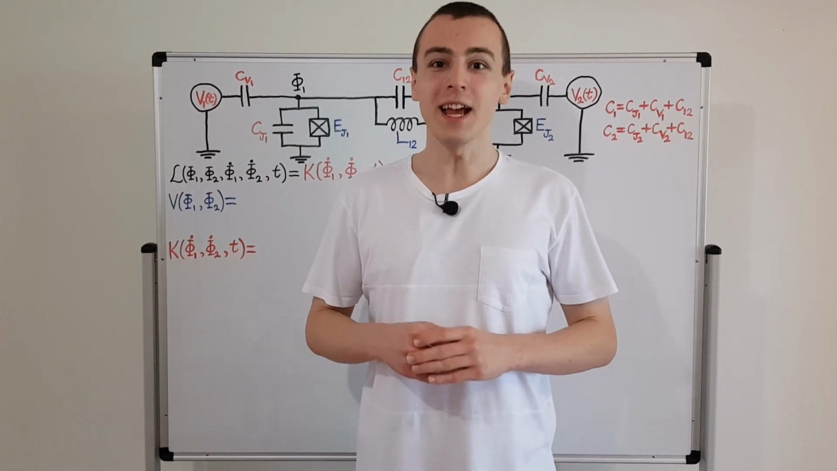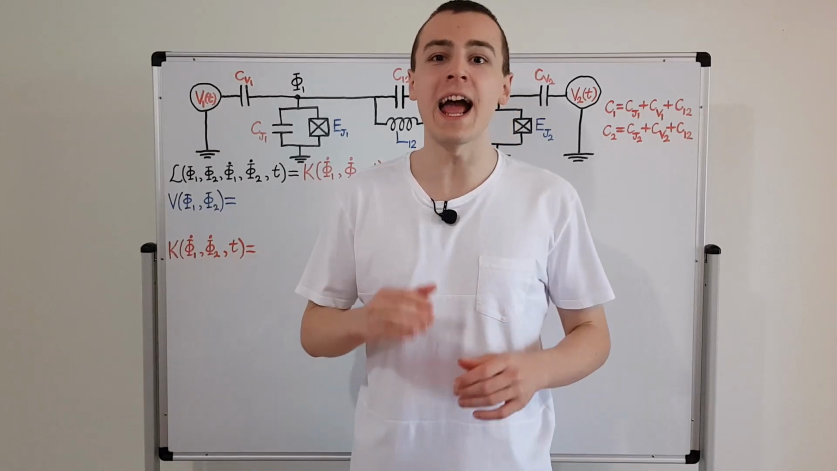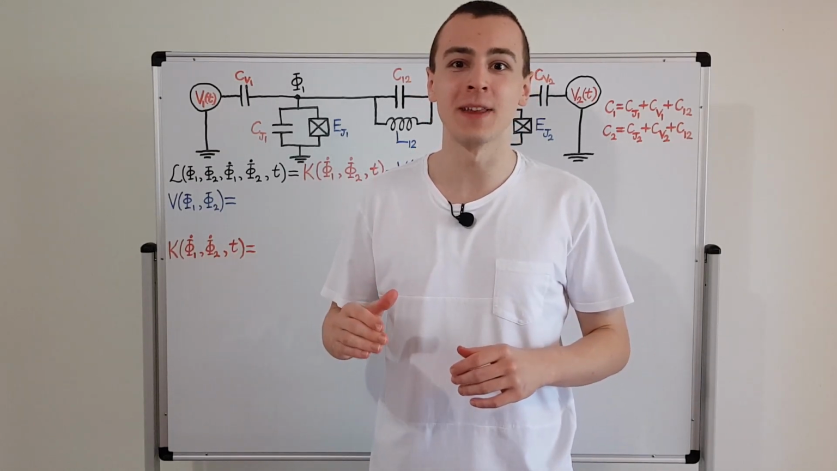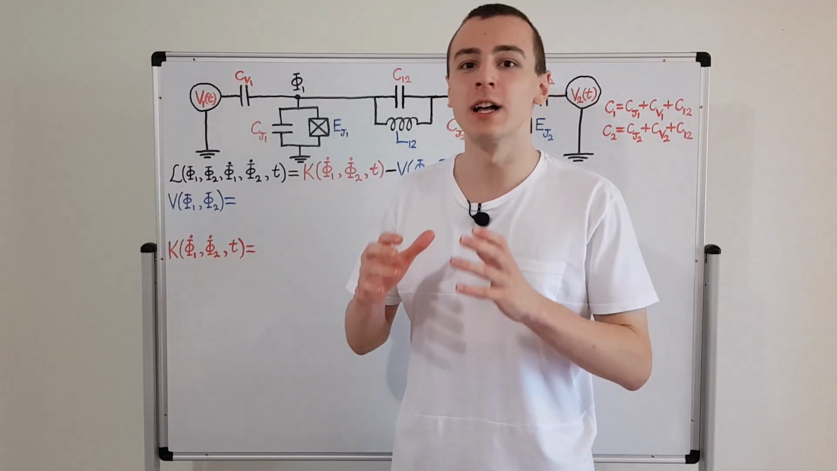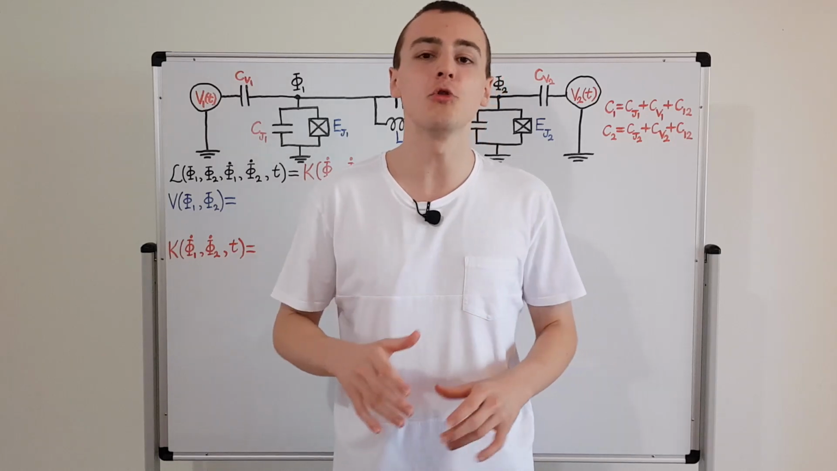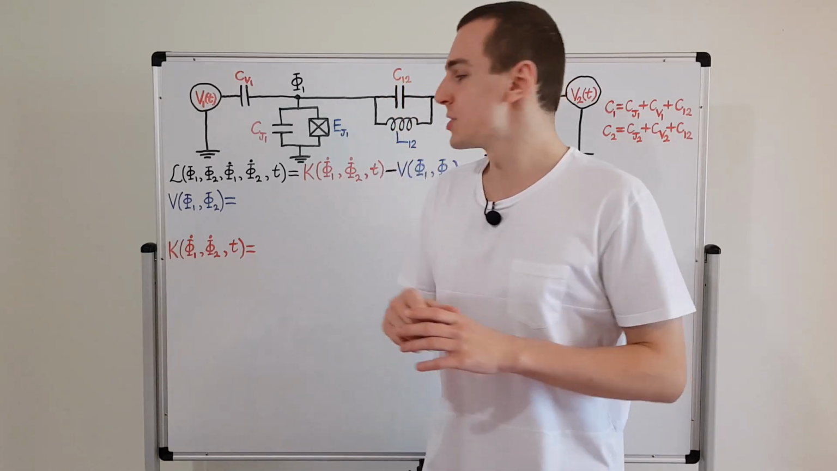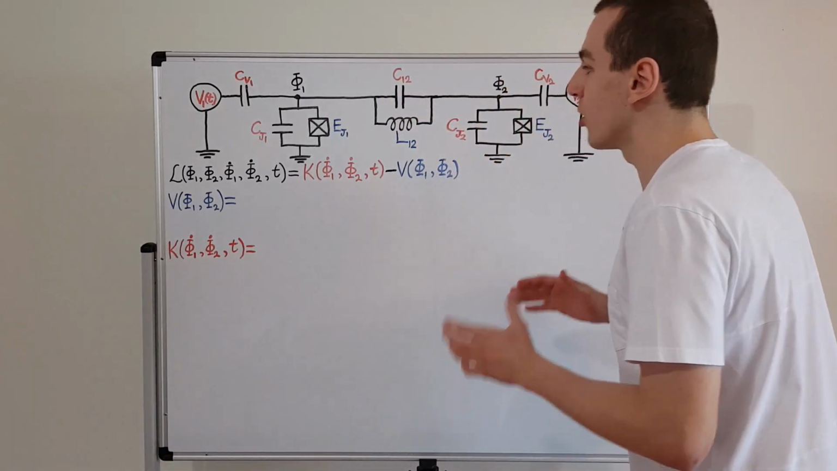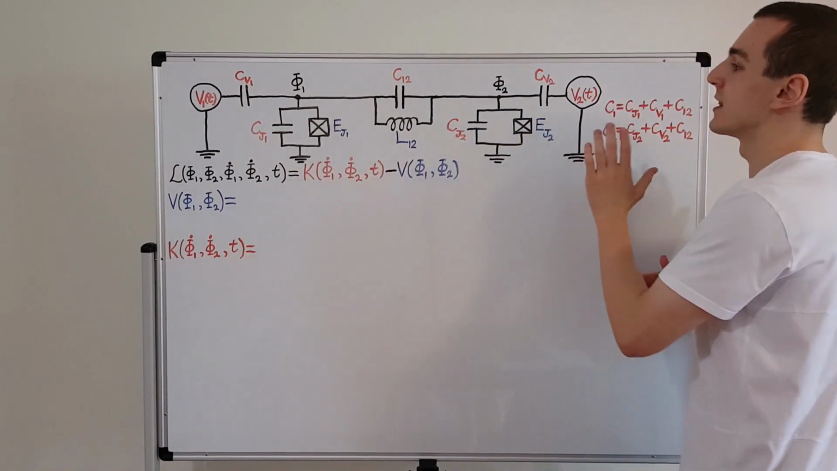Let's construct a Lagrangian for two coupled and driven anharmonic oscillators. The system I'm going to analyze in this video is an electrical system, but I'm going to be making a lot of analogies to mechanical systems throughout this video. So let's have a look at the system of interest. This is a circuit diagram that describes the system.